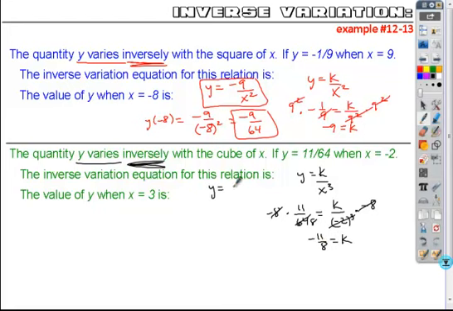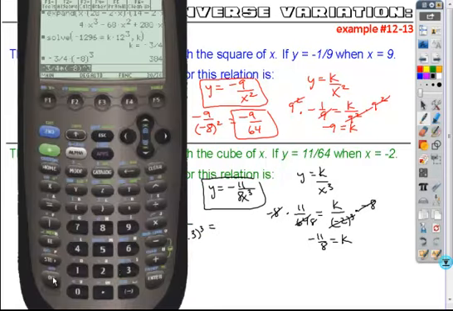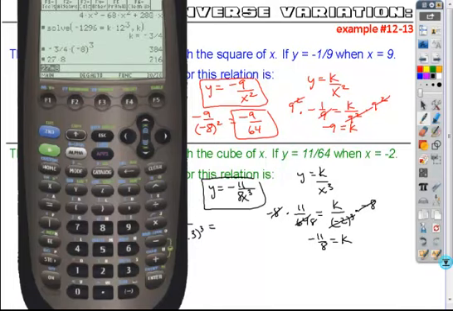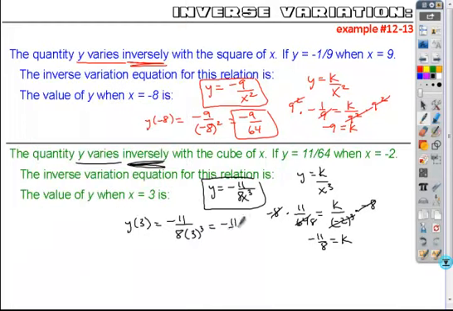So I can write my equation, y equals negative 11 over 8. It's an inverse, so my x is in the denominator cubed. So there's my equation. When I evaluate with x being 3, I get negative 11 over 8 times 3 cubed. And if you multiply this through, 3 cubed is 27 times 8 is 216. So I get negative 11 over 216 as my solution.